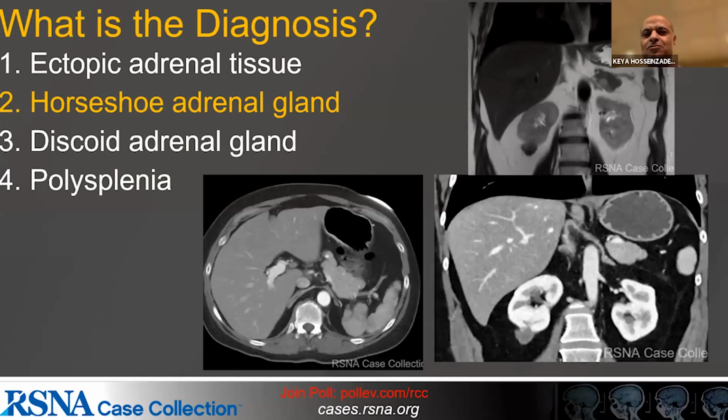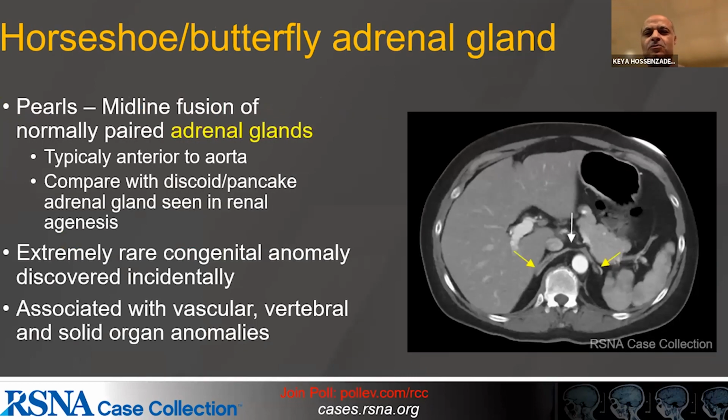So what is a horseshoe adrenal gland? Let's move to the next slide. A horseshoe adrenal gland is also known as a butterfly adrenal gland, depending on which plane you're looking at the adrenal gland. So this is a midline fusion of normally paired adrenal glands. They typically occur anterior to the abdominal aorta.